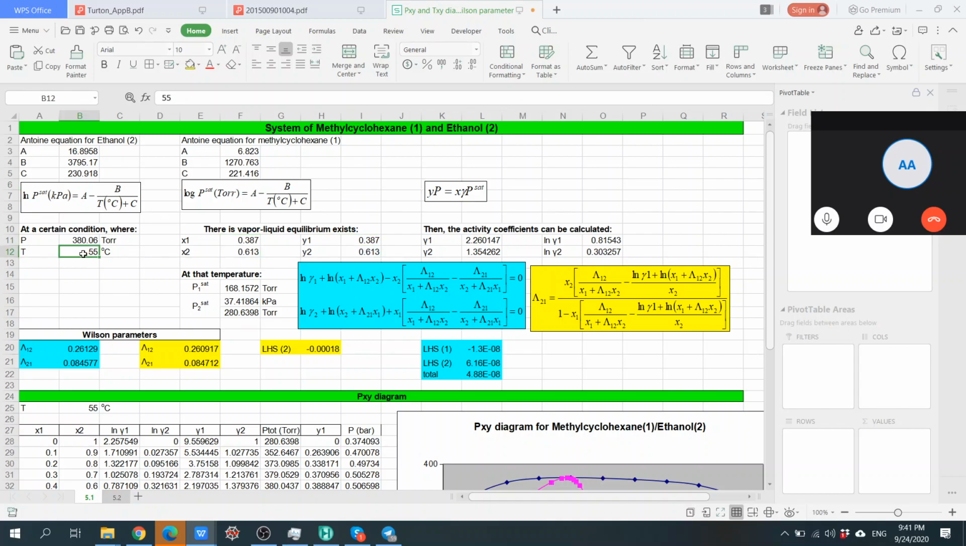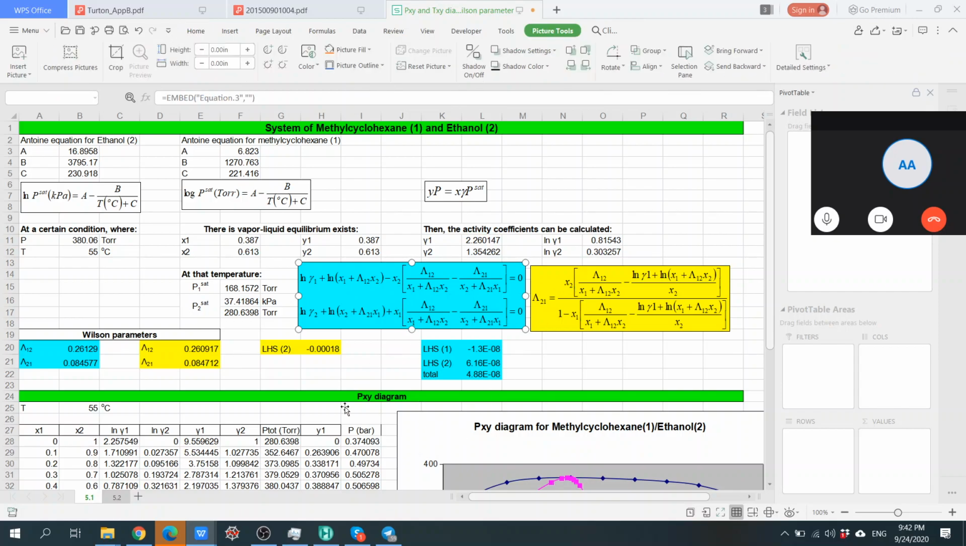So at this temperature, they will calculate the P1 saturated, P2 saturated based on this formula, and then they can calculate because they know the Y, right? They know the Y, they know the P total, which is this, they know the P saturated already calculated, and then they can calculate the gamma, the activity coefficients. You can calculate the activity coefficients for 1 and 2.